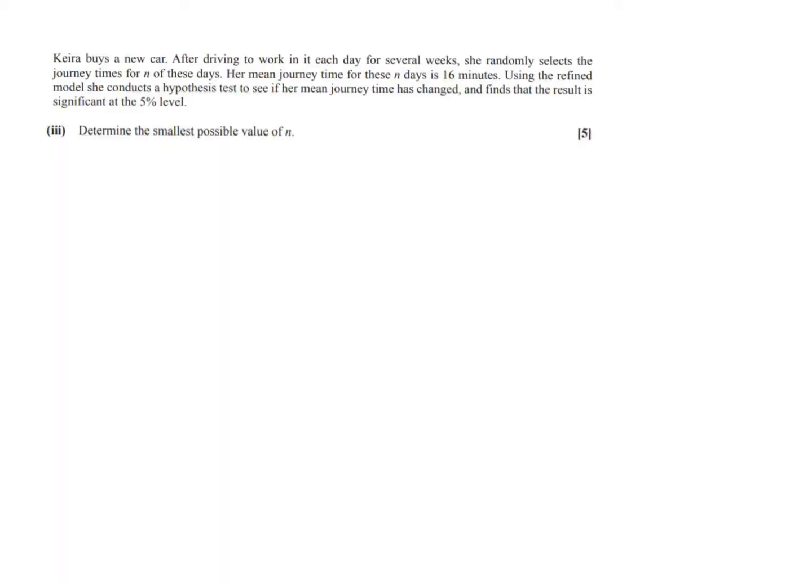So now Kira buys a new car. After driving to work in it each day for several weeks, she randomly selects the journey times for n of these days. Her mean journey time for these n days is 16 minutes. So what is that telling us? It's telling us x bar is equal to 16, the sample mean. Using the refined model, she conducts a hypothesis test to see if her mean journey time has changed, and she finds that the result is significant at the 5% level.